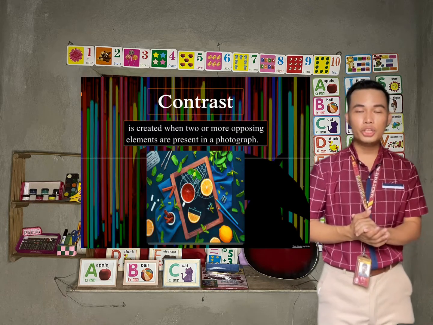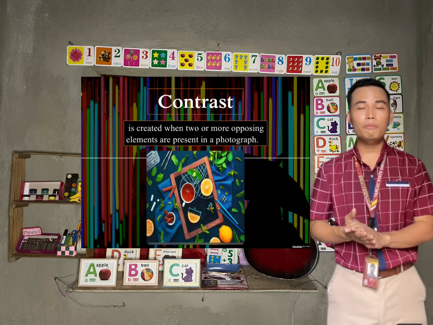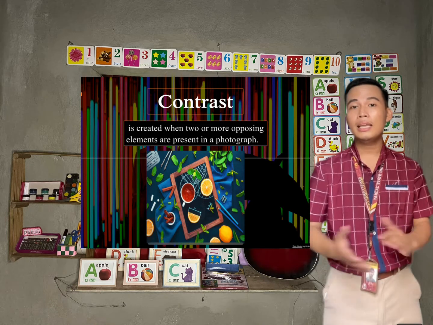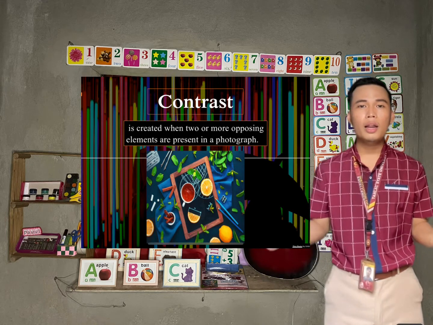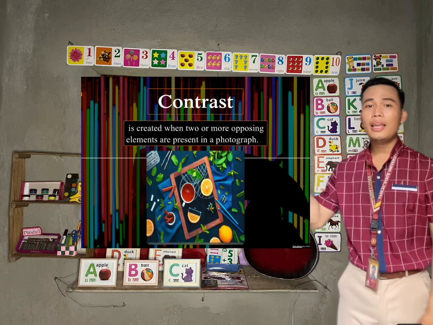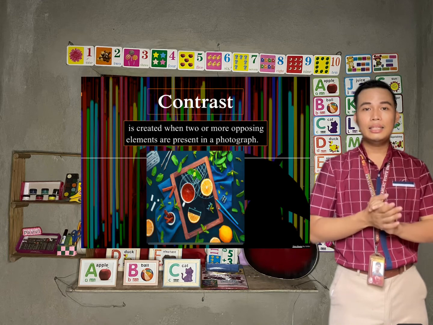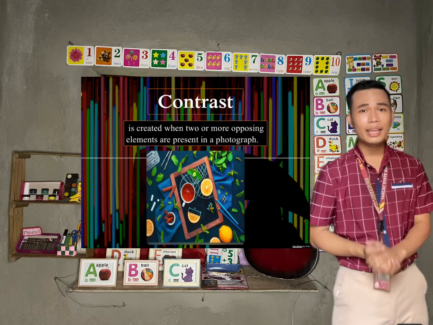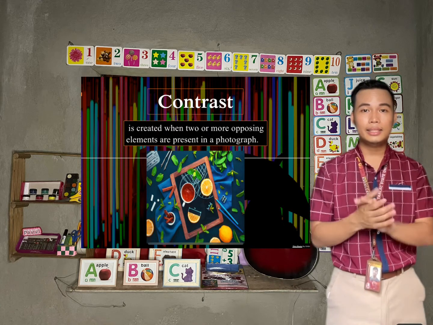Next, we have contrast. Contrast is created when two or more opposing elements are present in a photograph. Light against dark, warm against cool. Just like here in our example photograph, as the definition says, it is created when two or more elements are present.